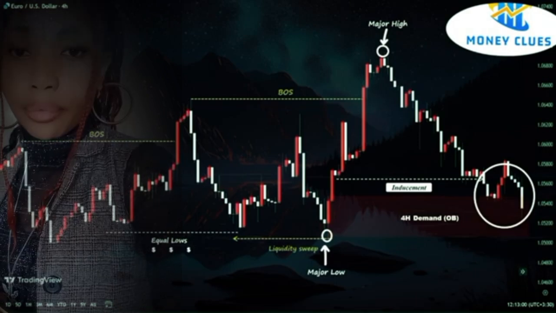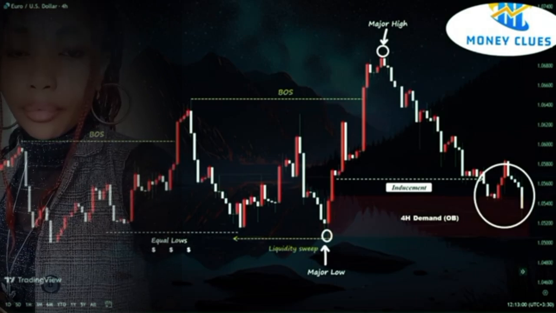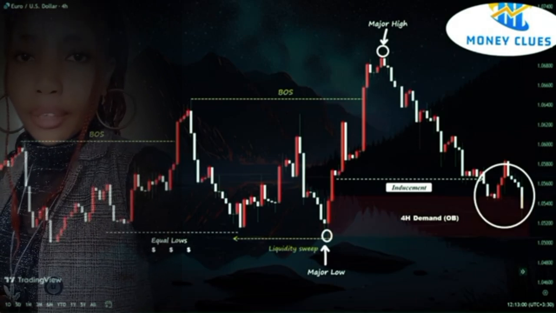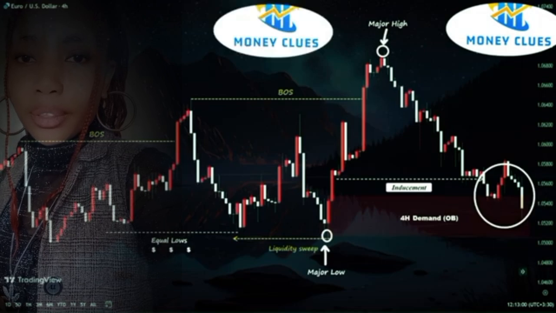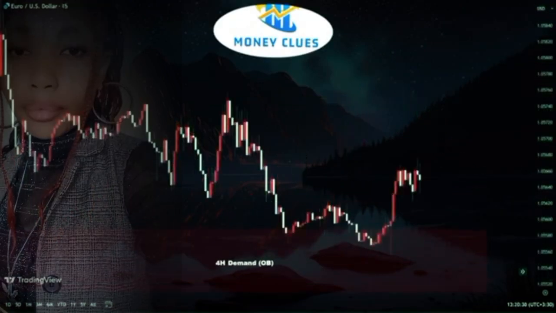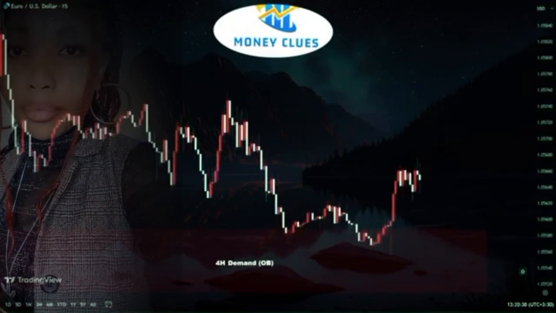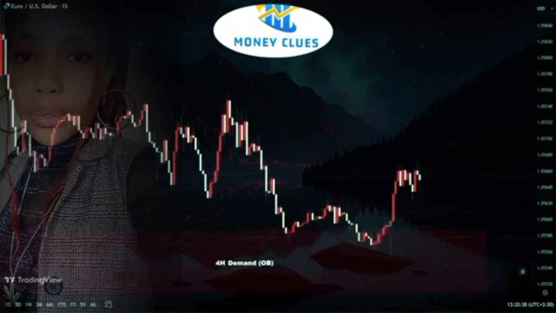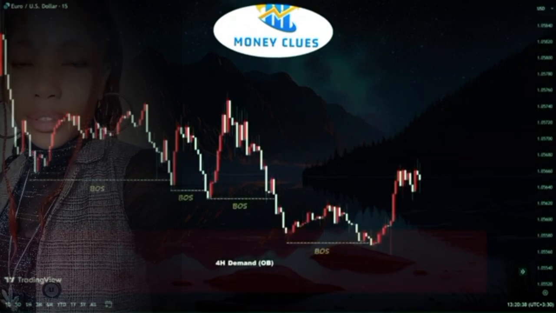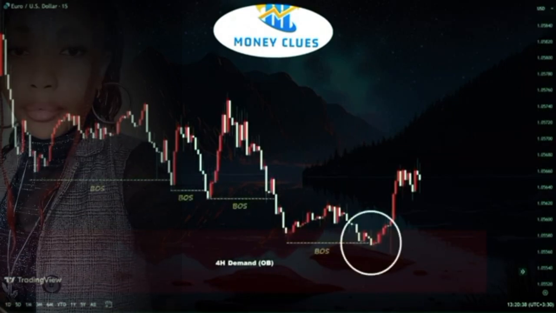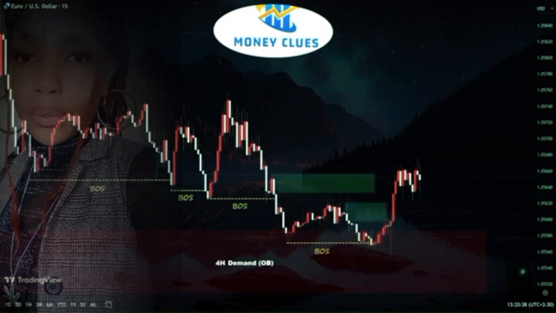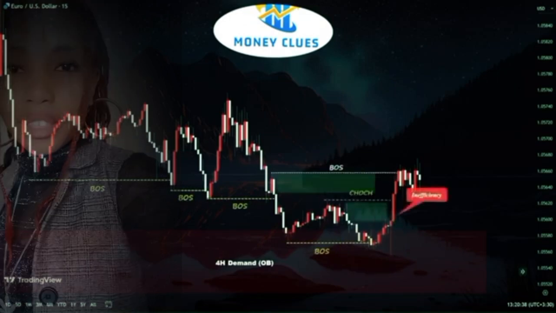Now that the price has got to our 4-hour demand level, we will zoom into the 15-minute time frame to gain a clearer view of the price action. Look for signs of a change of character pattern. Here, the market was in a downtrend, but when it got to the 4-hour time frame demand zone, the price reversed heading to the upside, broke the structures and left inefficiency behind.